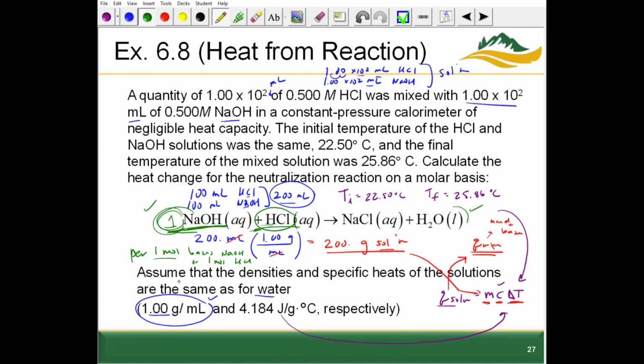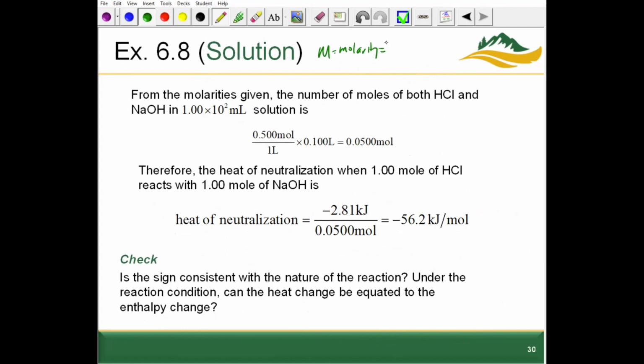This also works out because we have this many mils at this molarity of HCl. We have the same number of mils and the same molarity of sodium hydroxide. Let's take this volume and the molarity and figure out how many moles. Remember, capital M is molarity. That is moles of solute per liter of solution.